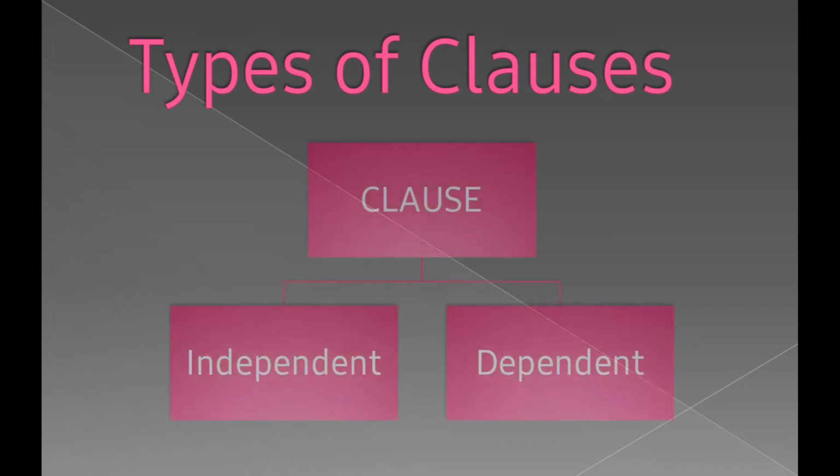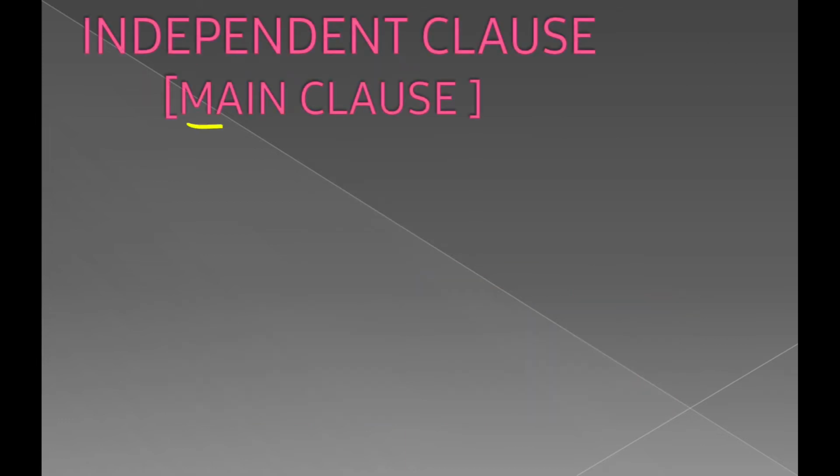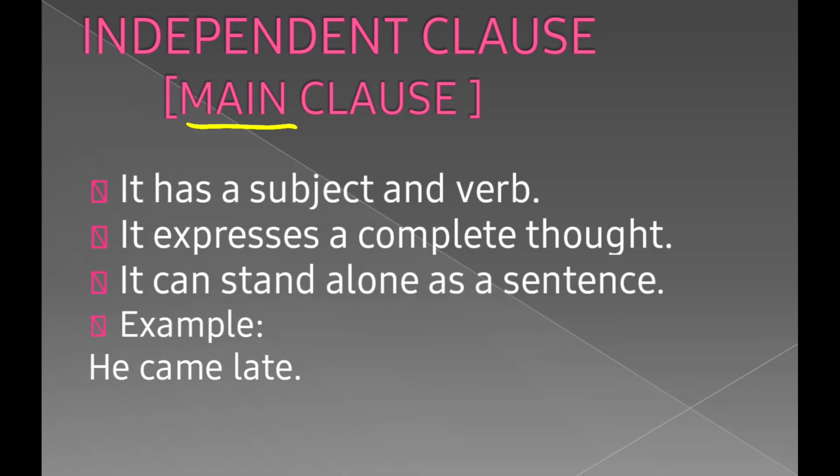There are two types of clauses, independent and dependent clause. Independent clause is also known as the main clause. It has a subject and verb. It expresses a complete thought. It can stand alone as a sentence.